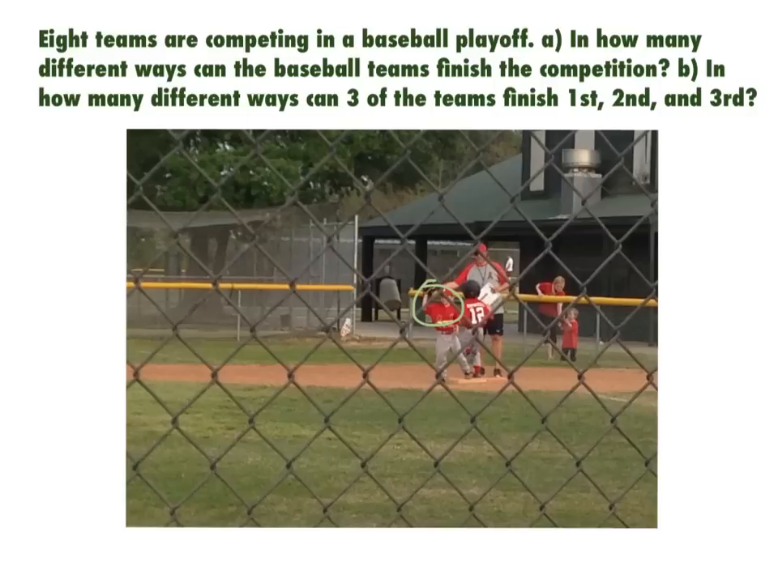And how many different ways can the baseball teams finish the competition? Meaning, you know, Cardinals, and then the Cubs, and then the Red Sox, or Cardinals, and then the Red Sox, and then the Cubs. In how many different ways could all 8 teams finish? And in how many different ways can 3 of the teams finish first, second, and third? How many different ways could we have that happen? So we're going to use the permutation rule.